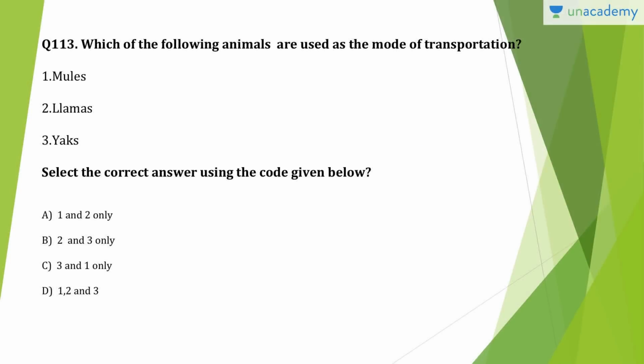Question number 113. Consider which of the following animals are used as a mode of transportation. So mules are definitely used as a mode of transportation. Okay. Then you have llamas, which are already there, and then you have yaks. So that is also there. So answer is D, 1, 2, 3.